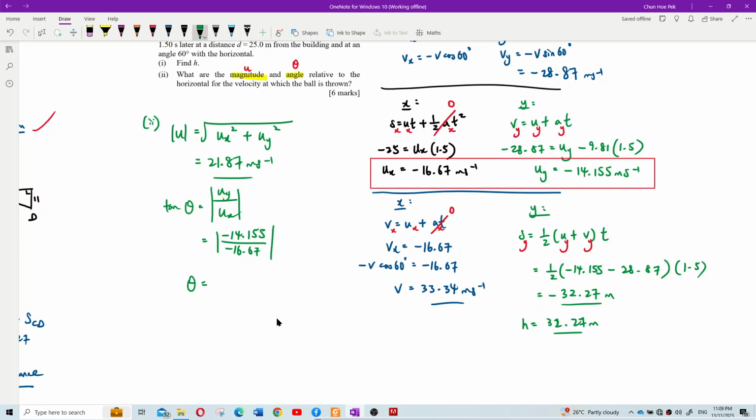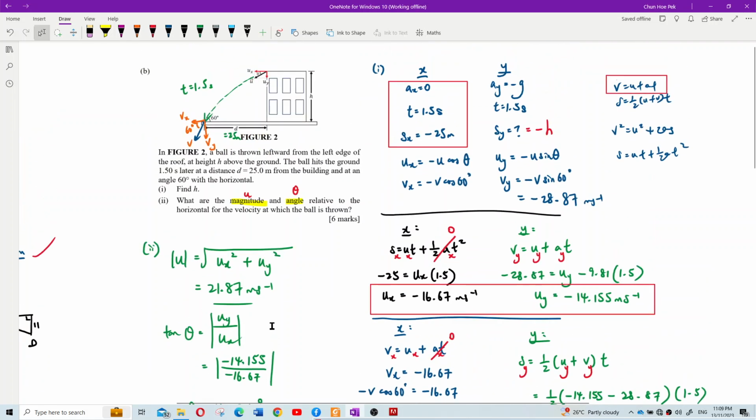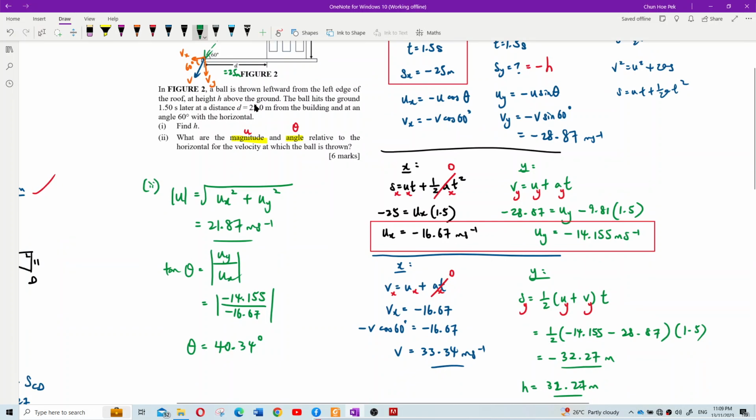14.155 divided by 16.7. Okay, and the anti-tangent, yeah, 40.34 degrees. It is thrown 40.34 degrees below the negative x-axis. Okay, that's it.